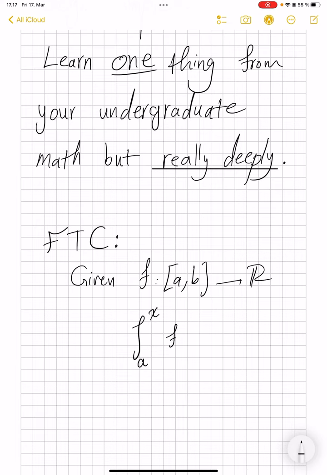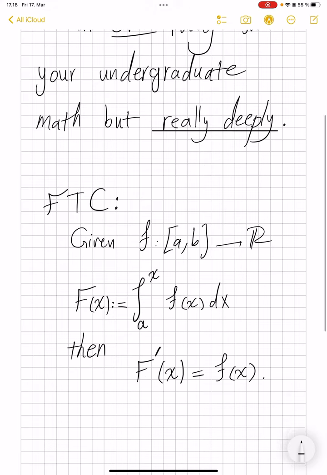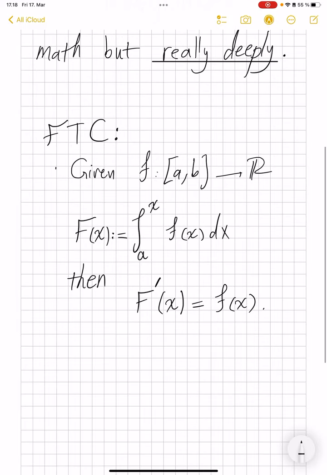Okay, so you freeze a, and then you take some x in the interval. You take the integral of f(t) dt from a to x, and then this defines a function because for every value of x, this is a real number. The first part of the fundamental theorem of calculus says that then this F is differentiable, and when you calculate the derivative at x, it's equal to f at x. Okay, that's version 1. What is version 2?